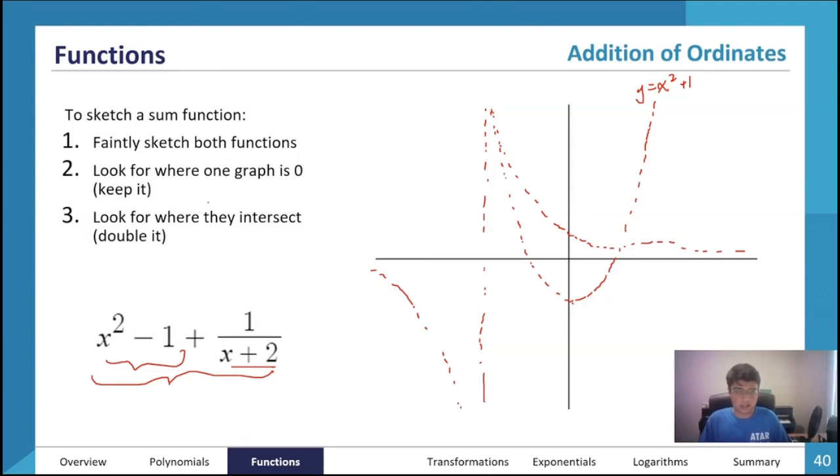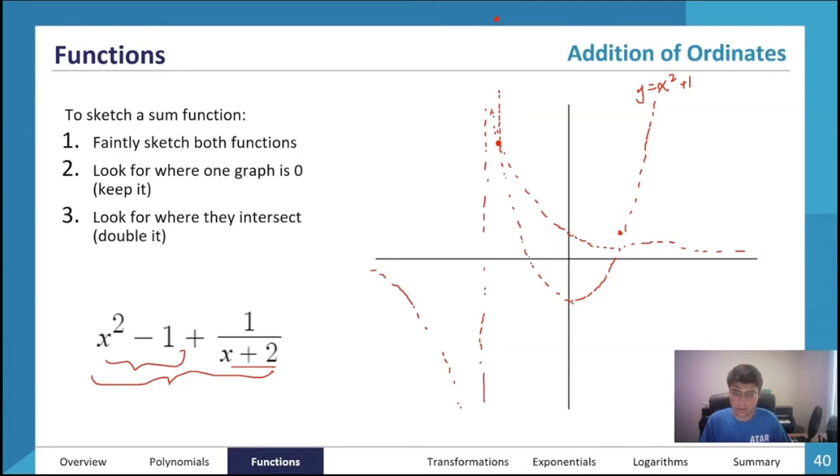Then the second step is to look where one graph is 0, and we keep it, and we look for where they intersect, and we double it. So in fact, with my drawing of the parabola, it's going to go more like that. So the functions intersect right here, so I'm going to double the y value. That means our sum function is going to pass through a point all the way up here. They also intersect right here, so I'm going to double that value. Look for where they intersect, double it. Look for when one graph is 0.